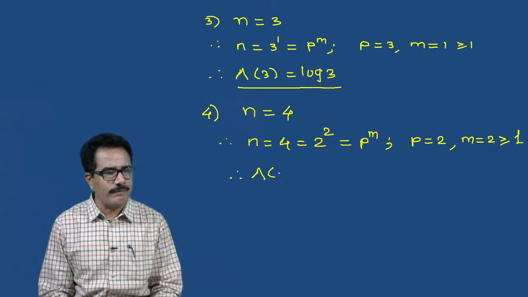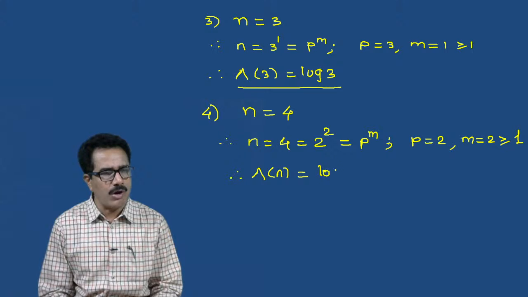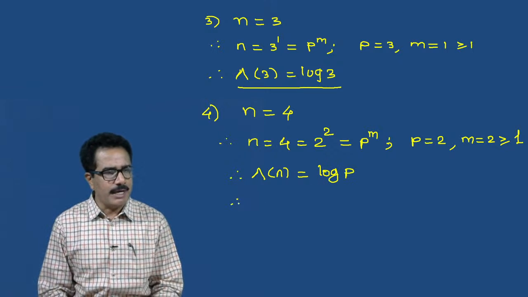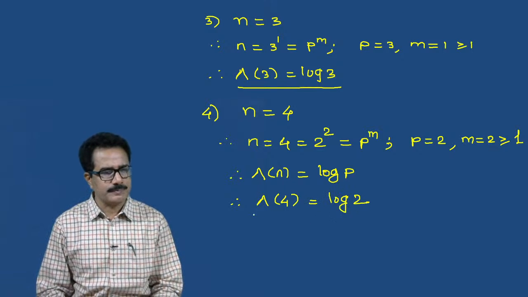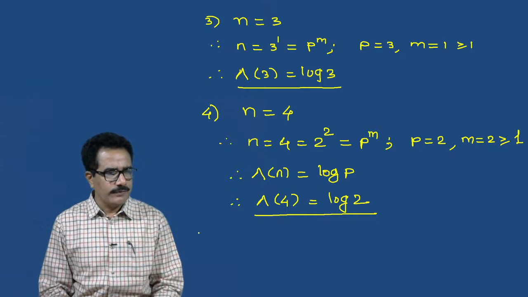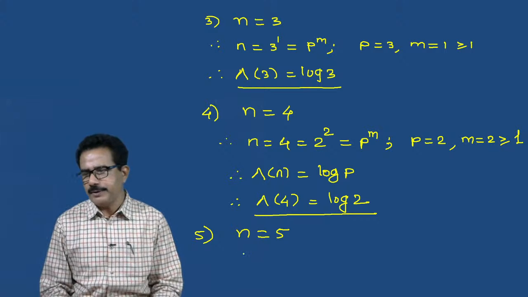Therefore lambda of n is equals to log p. Therefore lambda of 4 is equals to log of 2. Fifth, for n is equals to 5.